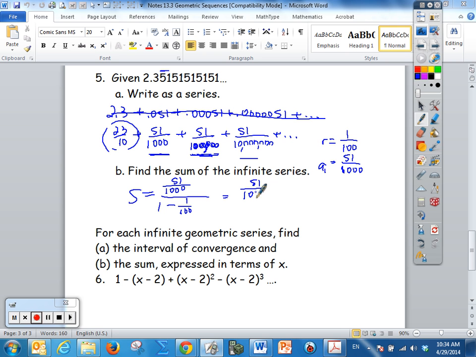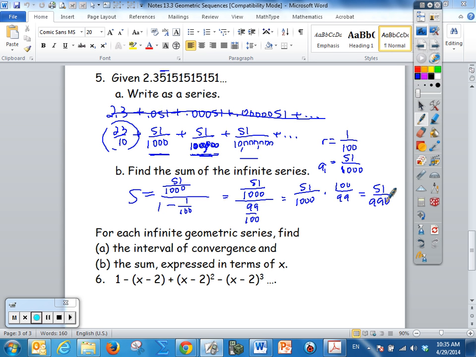So that's 51 over 1,000 over 100 over 100 minus 1 over 100, which is 99 over 100. So that's the same thing as 51 over 1,000 times 100 over 99. Let's see how we can get the 100 and the 1,000 to cancel, or parts of it. So we're left with 51 over 990. Now that part, the 51 over 990, is my repeating part.